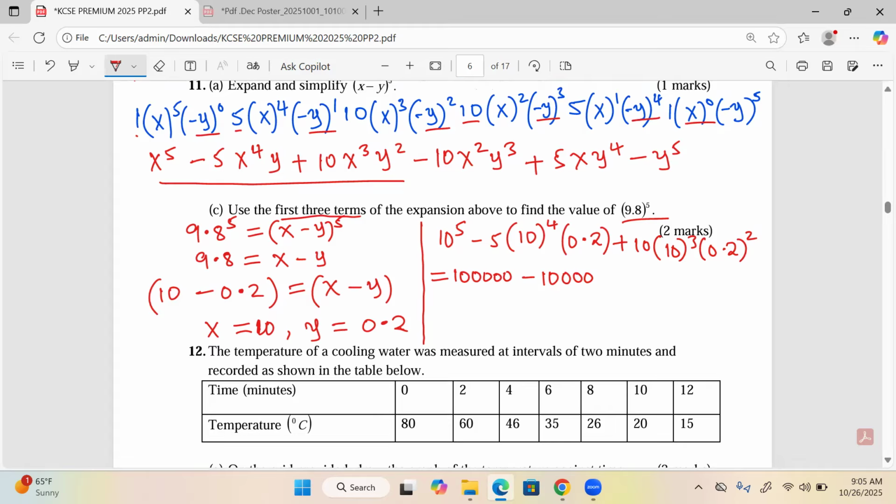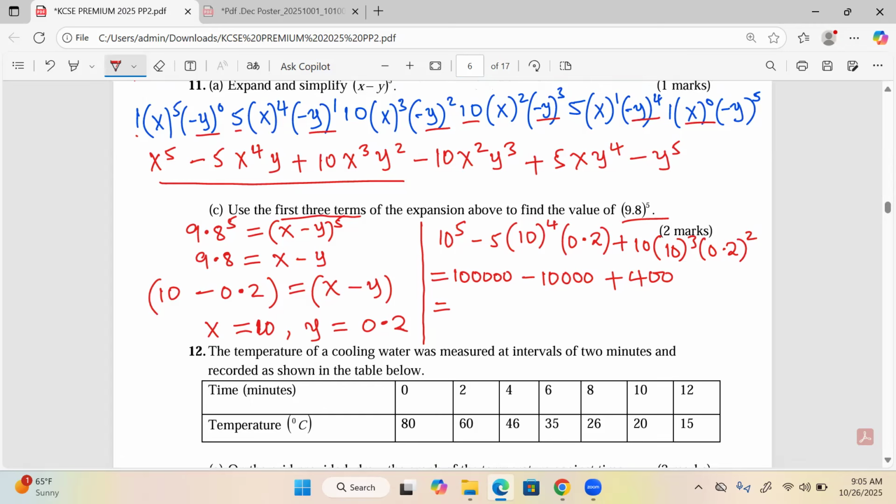Then we're having a plus 10 power 3, which is 1,000 times 10. So 1,000 times 10 is 10,000. Then times 0.2 squared, 400. We get 400 like that.